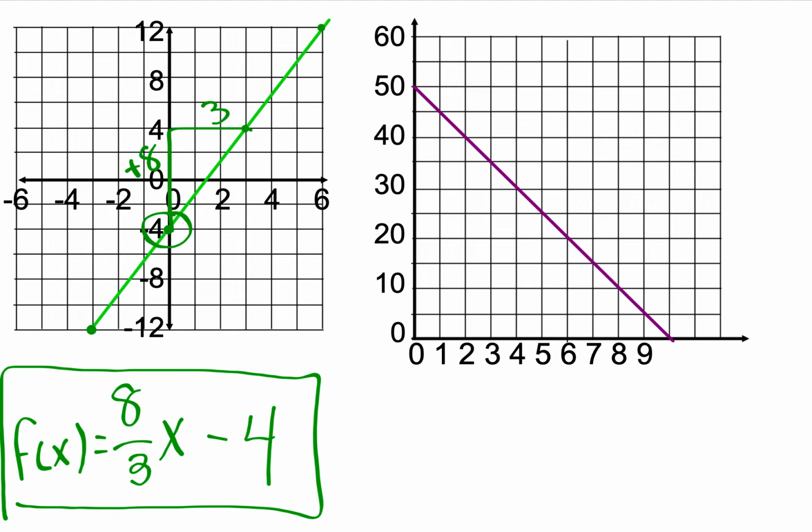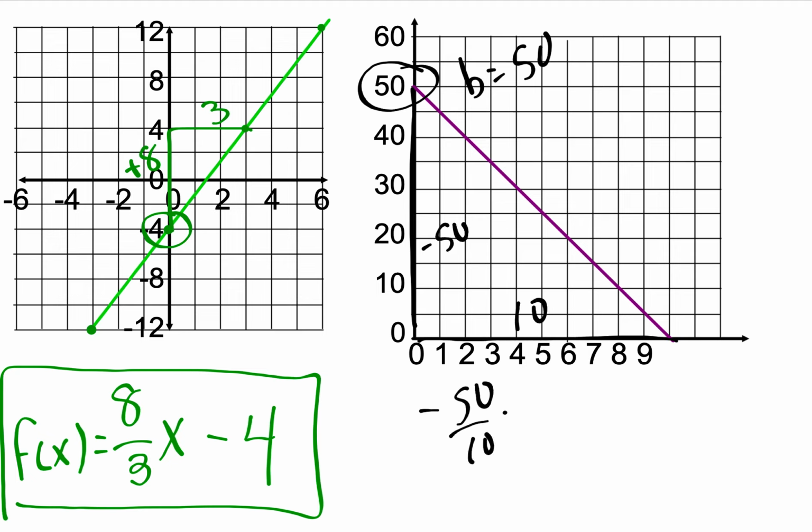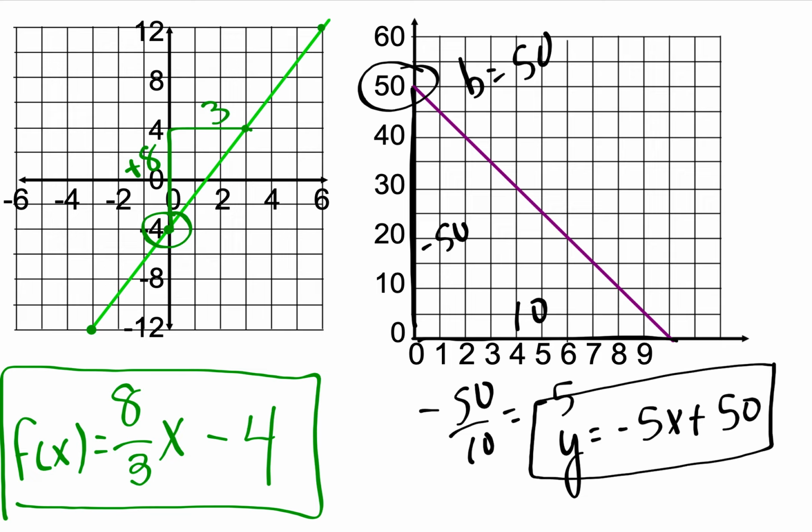Now for this purple line, the equation is going to include a y-intercept of 50. And then you go down 50 and over 10. That gives us a slope of -5. This makes the equation y equals -5x plus 50.